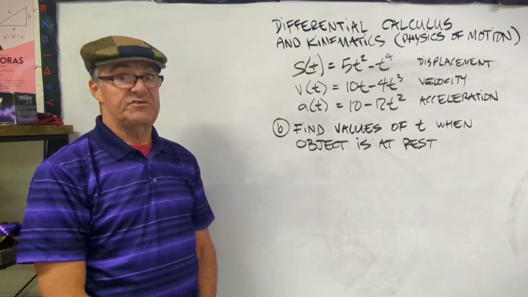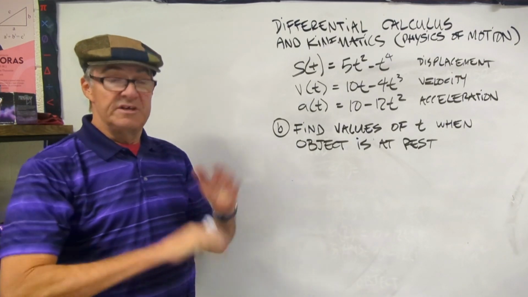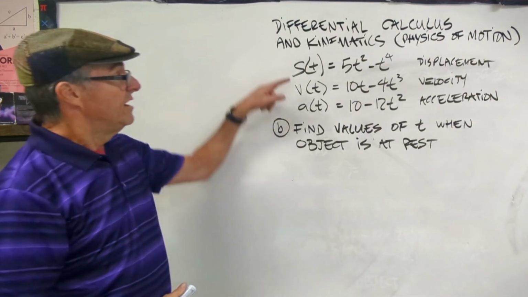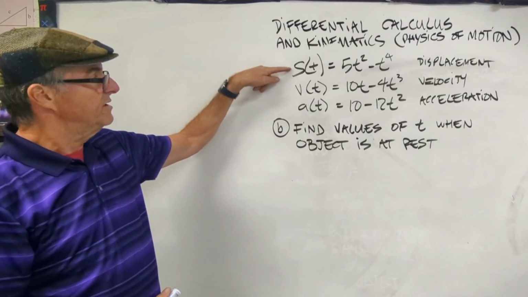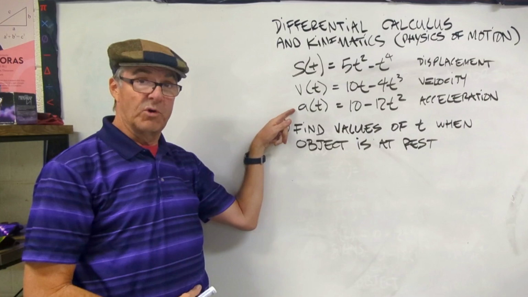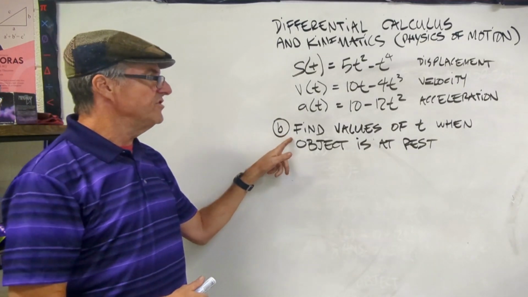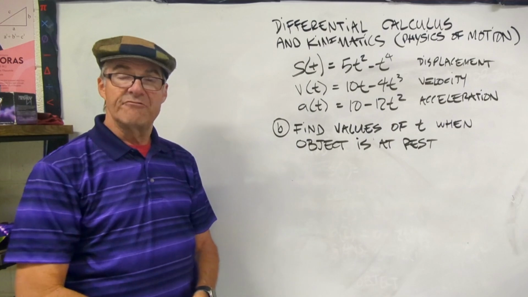Okay, let's ask some more interesting things about our situation. Same scenario with our particle, and I just reproduced our displacement, velocity, and acceleration functions here from the last board. Now here's a question that's kind of interesting. Find the value of t when the object is at rest.